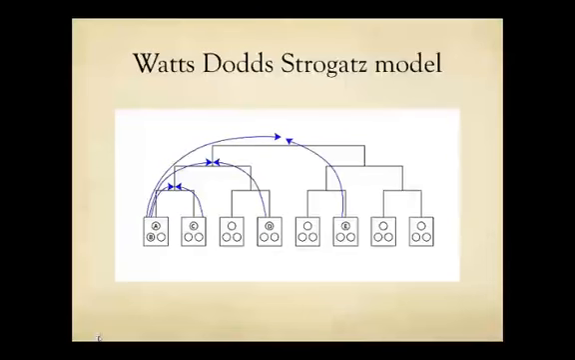But before then, we will first talk about a variant of Kleinberg's model called the Dodds Newman model.